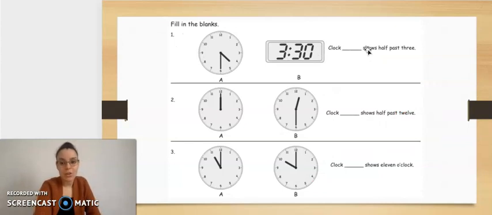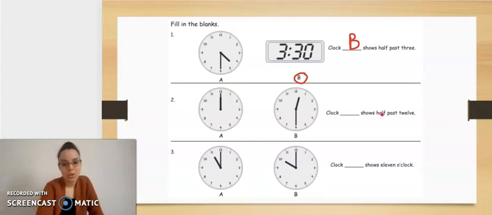Clock blank shows 3:30. So what time are we looking for? 3:30. Yeah, if you said 3:30, you're right. Which of these clocks show 3:30? A or B? Yep. B. Clock B shows 3:30. What time does clock A show? Yep, 4:30. Let's do number 2.